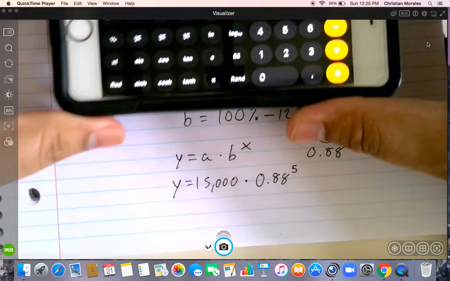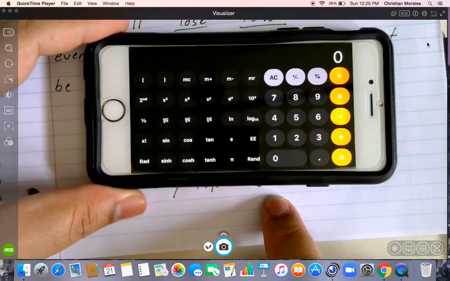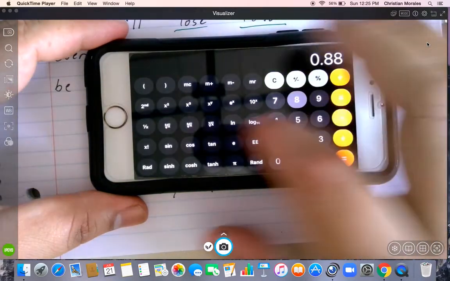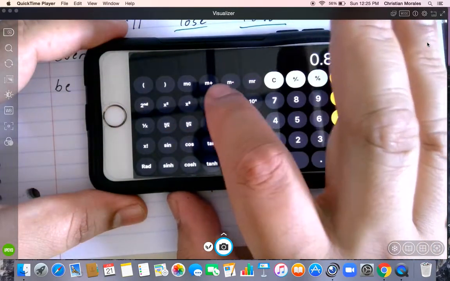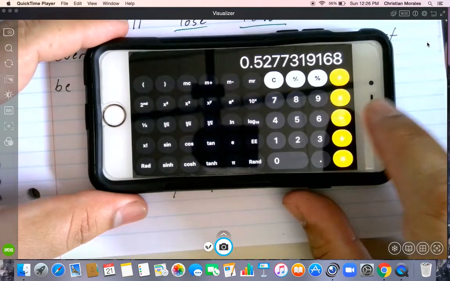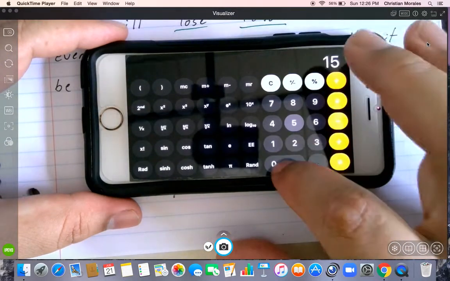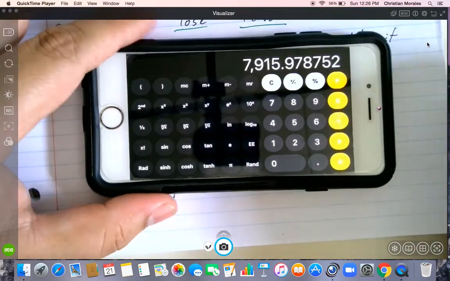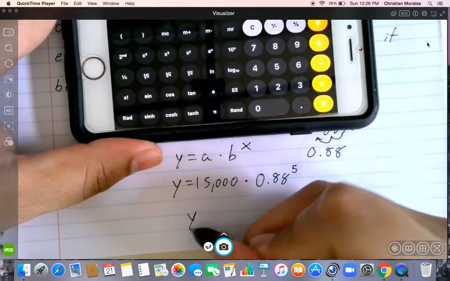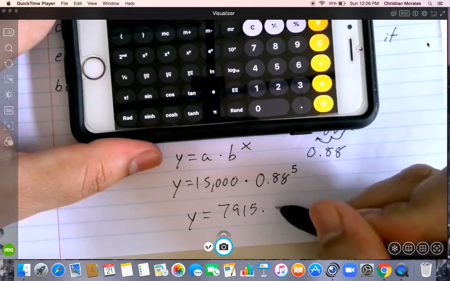So if you have your cell phone calculator, you actually want to start backwards. You want to start with this. So you go with 0.88, this key right here, to the 5th power. And you're going to multiply that by your A times 15,000. The new price of the car, if you sell it in 5 years, $7,915.98.